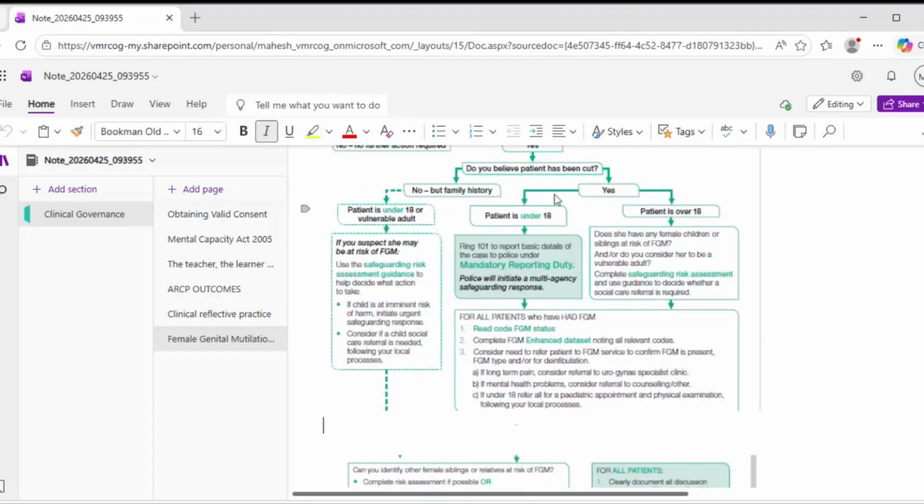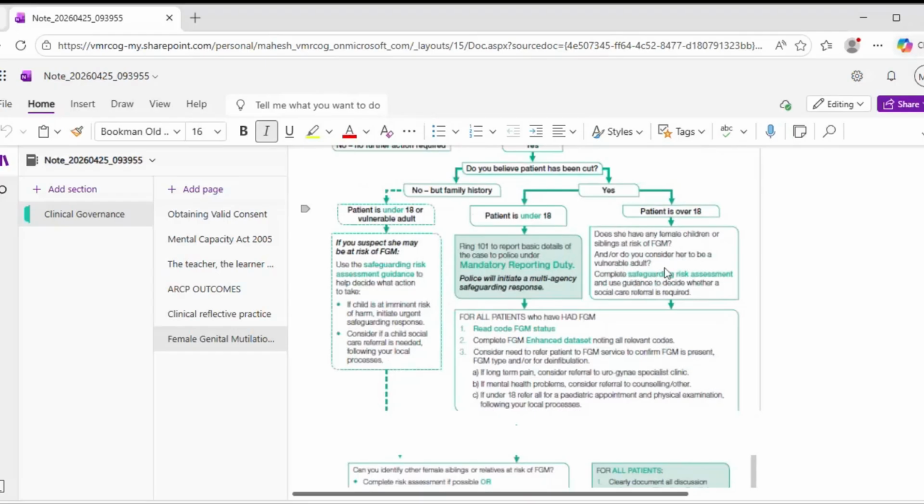Okay, but if the patient has undergone FGM, but the patient is more than 18, then is it mandatory for us to report to the police? No. In that particular case, what is our responsibility? Does she have any female children or siblings at risk of FGM? And or do you consider her to be a vulnerable adult?